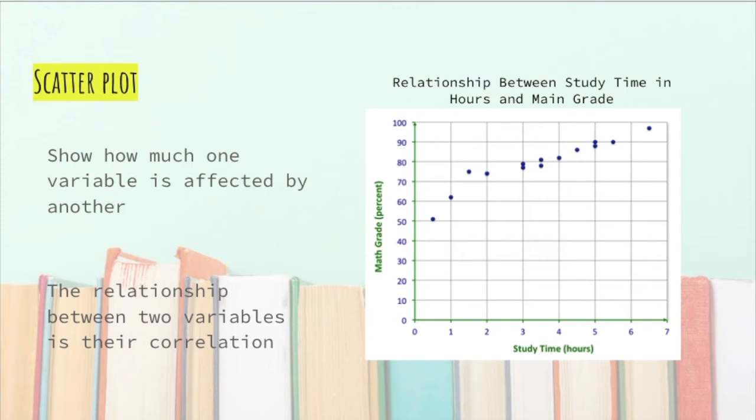This scatter plot is titled Relationship between Study Time in Hours and Main Grade. The x-axis is labeled Study Time in Hours and the y-axis is labeled Main Grade and is measured in percentages. The main grade is dependent on the amount of study time. The relationship between the two variables is known as their correlation.